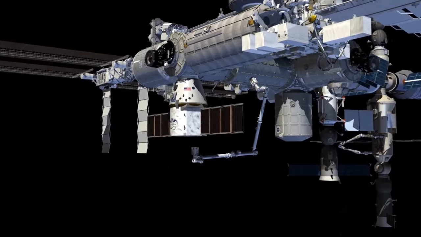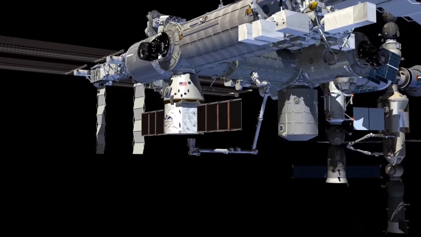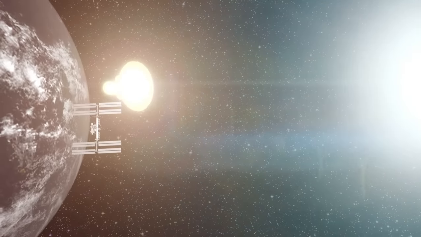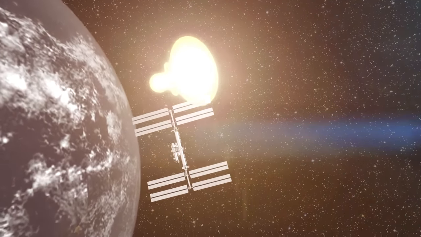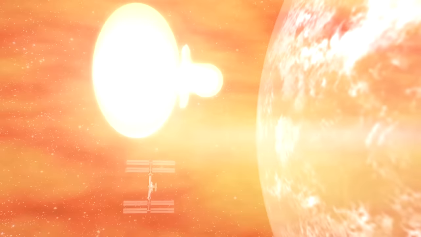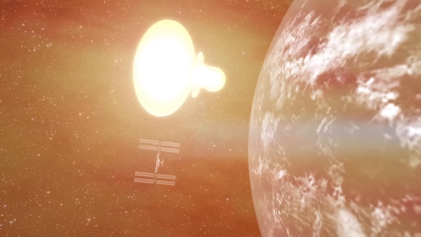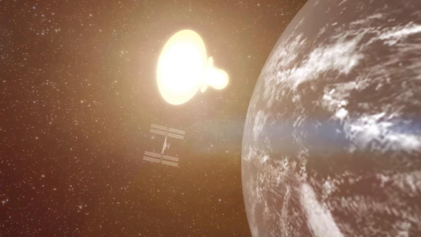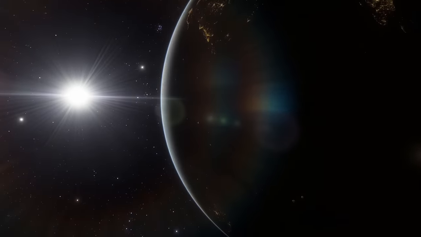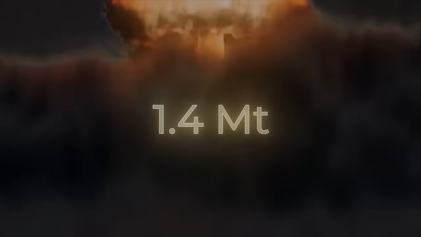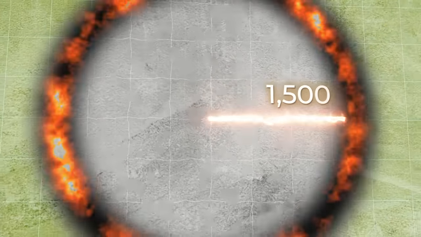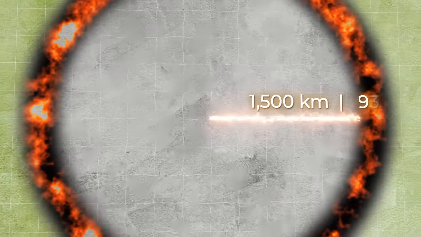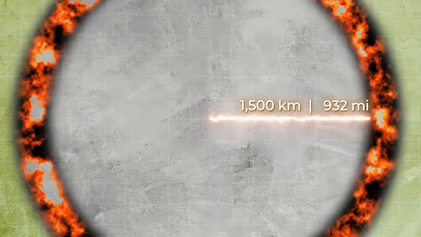Remember that the ISS is located at this exact altitude. It's unlikely the crew would be able to survive. Firstly, all of its onboard electronics would stop working. Secondly, in airless space, nothing would slow the spread of gamma radiation. And what about the inhabitants of the Earth? An explosion with a capacity of 1.4 megatons influences electronics within a radius of 1,500 kilometers, or about 932 miles from the epicenter of the explosion.